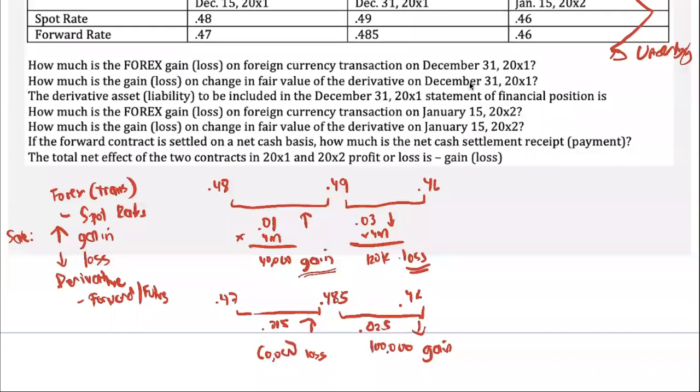Okay? Nasusundan ninyo? Ulitin natin. Dalawa yung i-account natin, yung forex transaction. We call this one your hedged item. Yung derivative, which is a forward, we call this one your hedging instrument. Ano yung rule? Yung gain sa transaction is a loss on your derivative. A loss on your transaction is a gain on your derivative. Ganun siya. Nasundan? Okay. Now, we are ready to account for it.